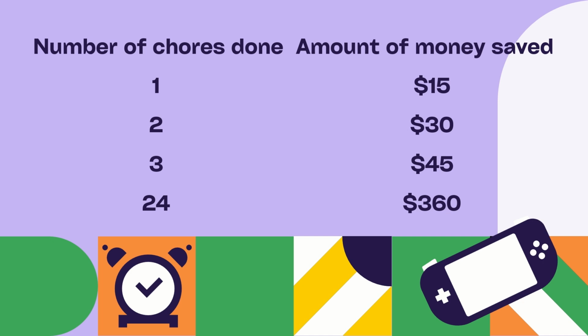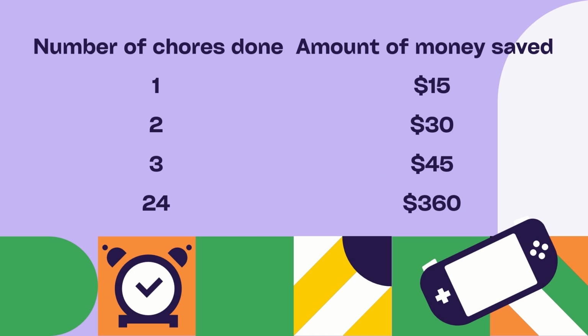So if you start from 2 chores and multiply it by 12, that means 24 chores. Then you need to multiply the money amount by 12 too. So you will save $360. We can also do this in reverse. So if we went from 24 chores down to 3 chores, it means divided by 8. Then the money amount saved is divided by 8 too, which equals $45.